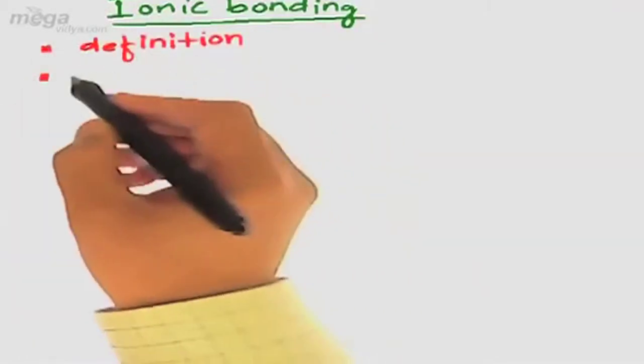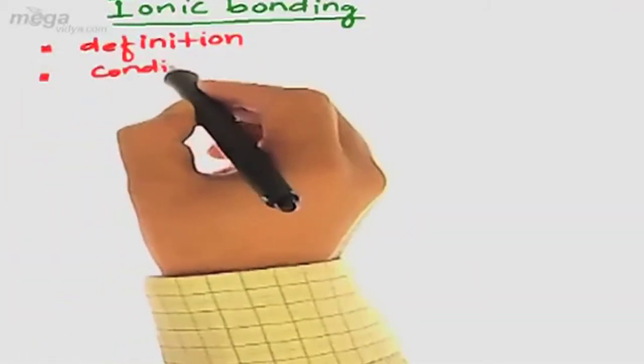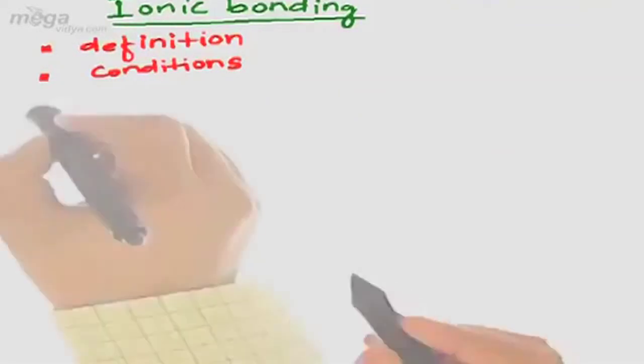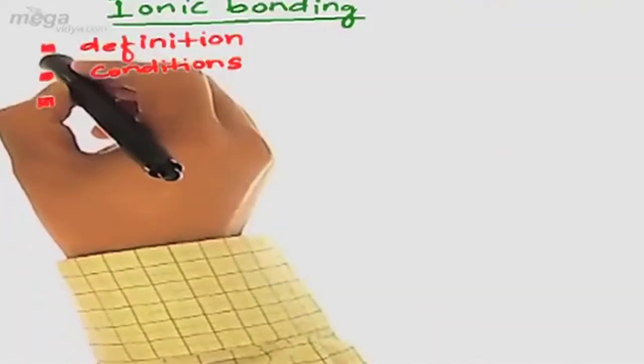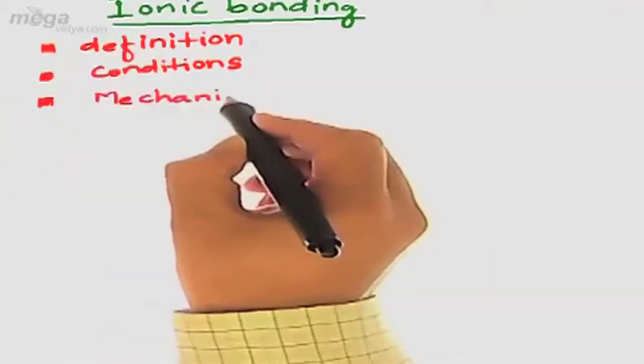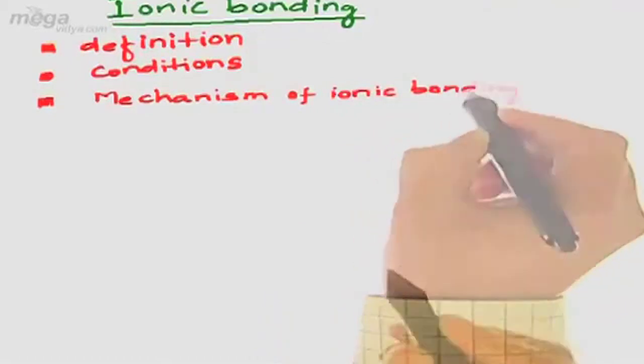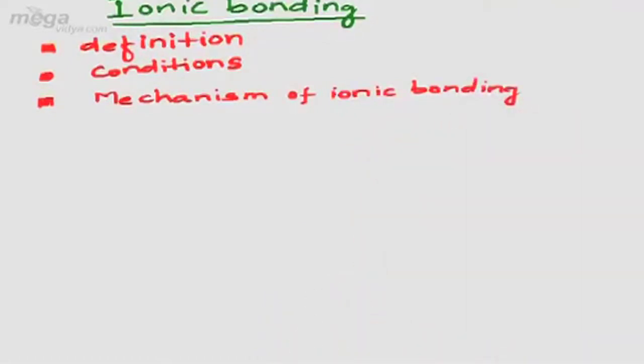Then we shall be moving to the condition part, meaning in what condition there can be an ionic bond between two species. Then we shall be observing the mechanism of ionic bonding, that is, what are the steps involved during ionic bond formation between the species. So these are the three basic things which we have to start in ionic bonding. So we shall be starting with the definition of ionic bonding.